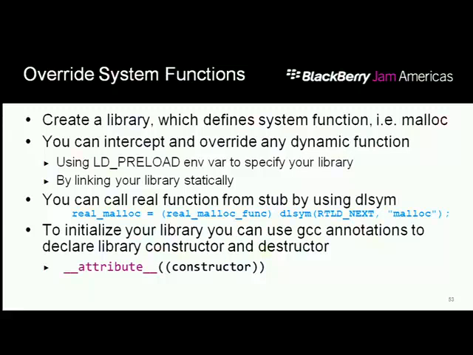Once you have intercepted the function, you probably want to call the original one because you still want it to run. To do that, you use dlsym, which is going to resolve the original function. Let's say I do real_malloc, and I call real_malloc from my malloc, and I can do something else with it. And if you're creating a library that does this, you probably want to initialize it. For that, you can either initialize on first use, or you can use the GCC attribute called constructor. If you add this attribute to your function, it's going to be called when your library is loaded.